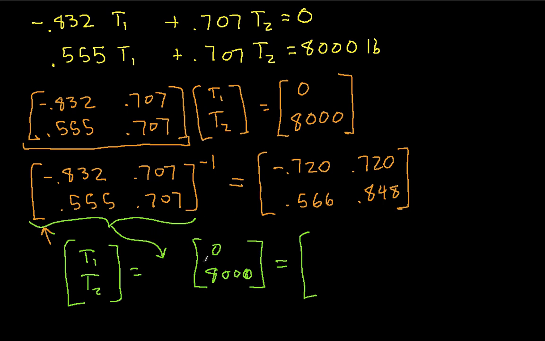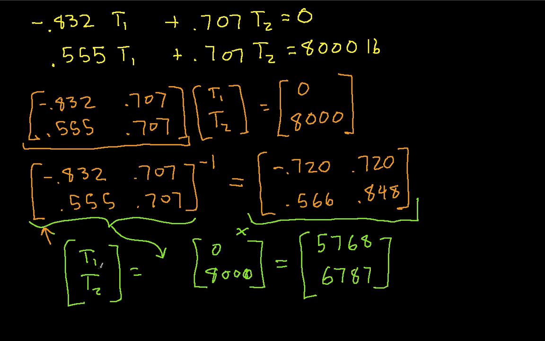Again, this would be the matrix multiplication of this guy times this vector. And when I work that out, I get 5768, 6787. Okay, so this says that T1 is equal to this value, T2 is equal to this value. And the units here are pounds.